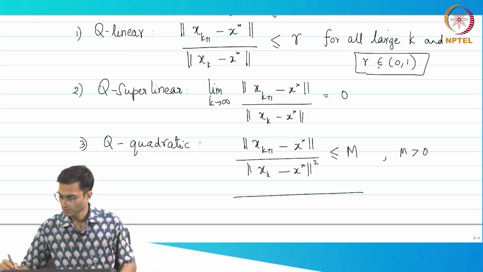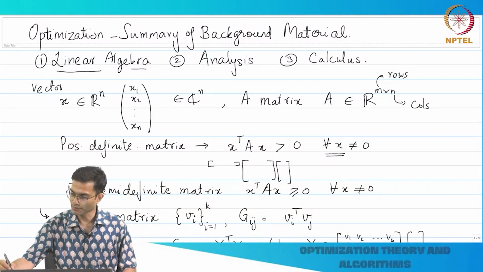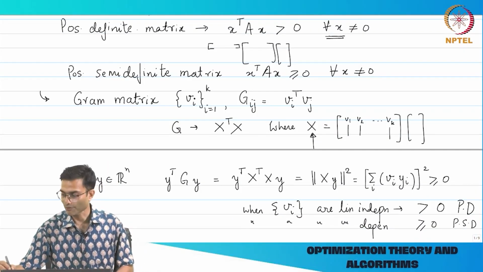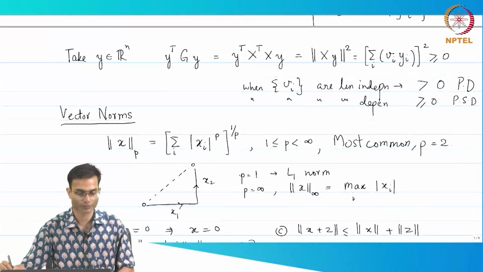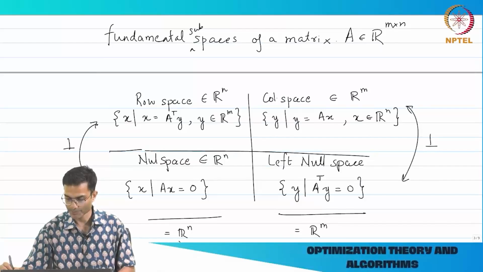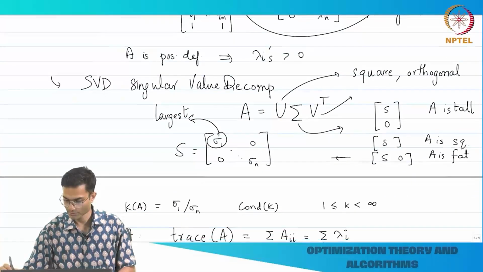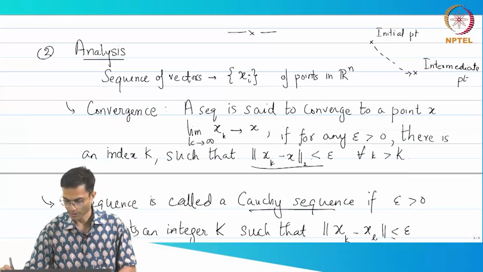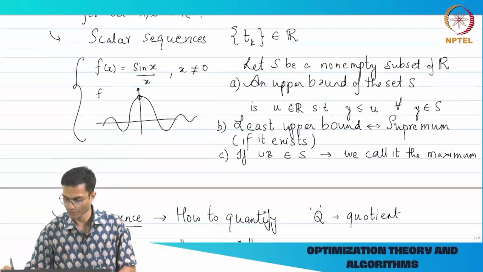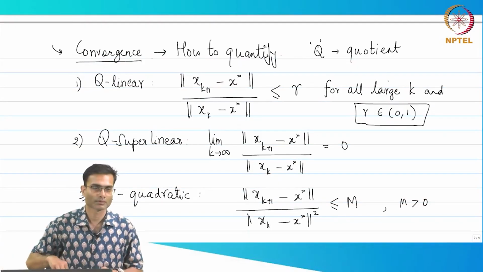Okay, so let me just go over what we've looked at. We started with this review of linear algebra. Those of you who have not taken linear algebra can, after this class, take a call about how comfortable you feel with it. Vector norms, matrix norms, fundamental subspaces, eigenvalue decomposition, singular value decomposition, something about convergence of a sequence, definitions of upper bounds, and rate of convergence. These are some of the things that we have looked at.